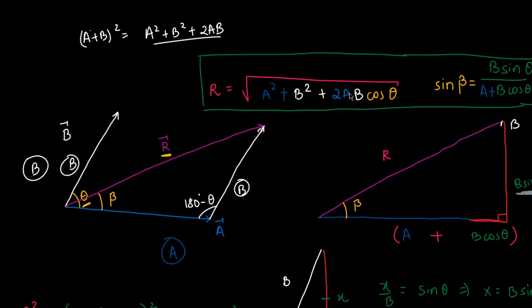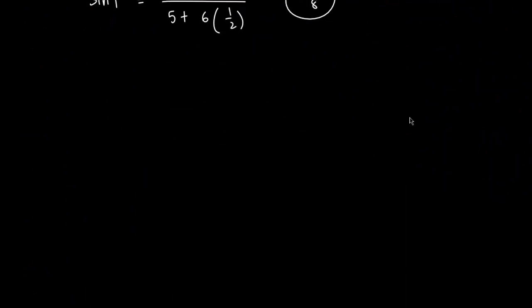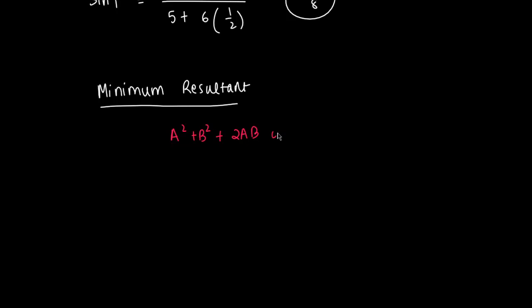A few more things you can notice. The minimum resultant you would get, if you fix a and b, if you fix the magnitudes, so a squared plus b squared plus 2ab cosine of theta, you can't really change a and b. The only thing you can change is theta itself. So the minimum value that cos of theta can get is -1, and the maximum value it can get is +1. The minimum resultant comes when cos of theta is -1, and that happens when theta is equal to pi, or 3 pi, or multiples like that.